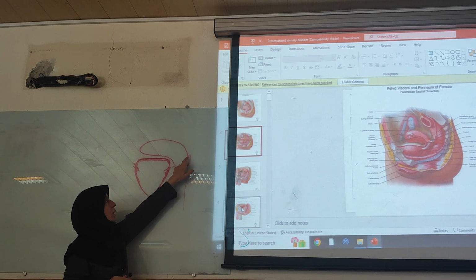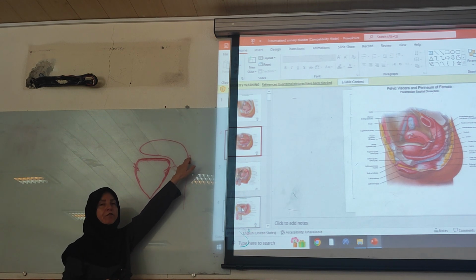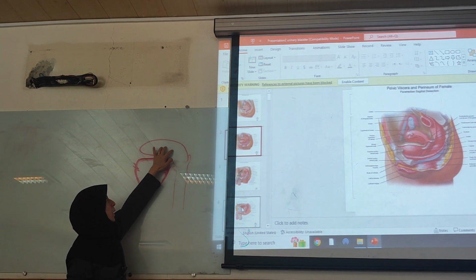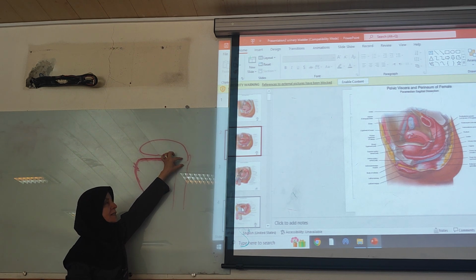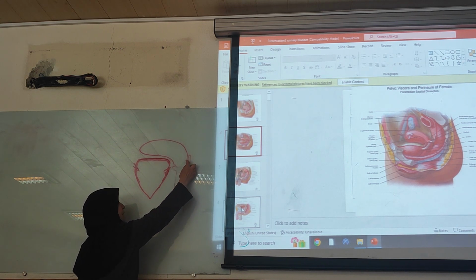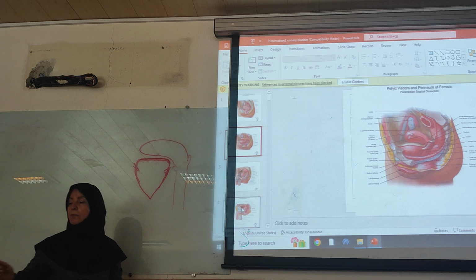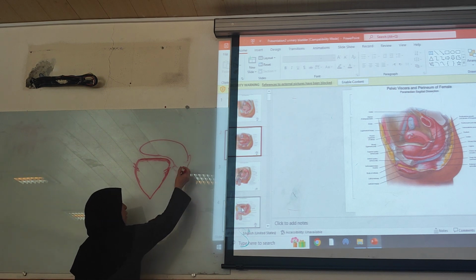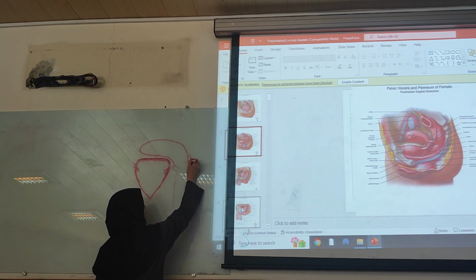So here we call the fornix. The body of the uterus, the cervix of the uterus, the cervix goes inside the superior portion of the vagina. Between the cervix and the superior portion of the vagina, here we have a space. The name of this space we call the fornix.